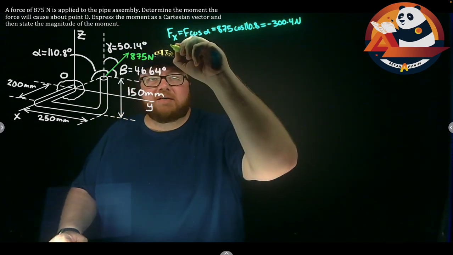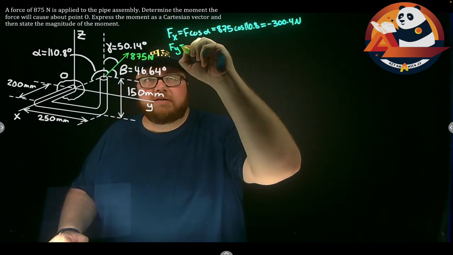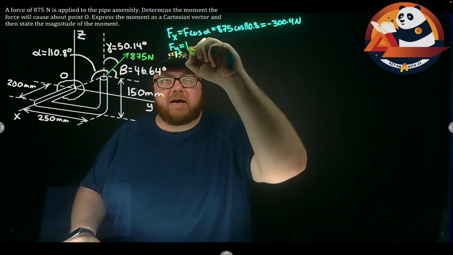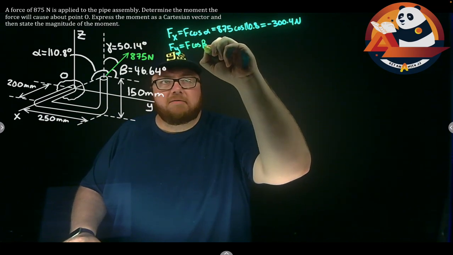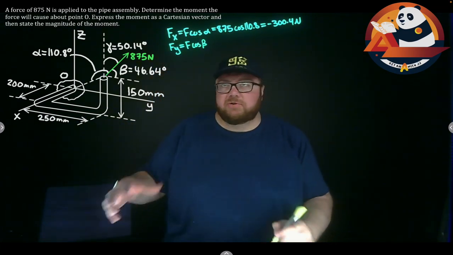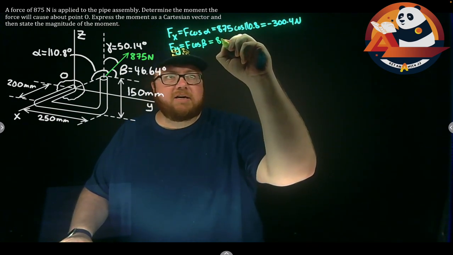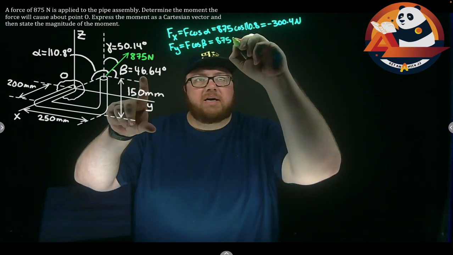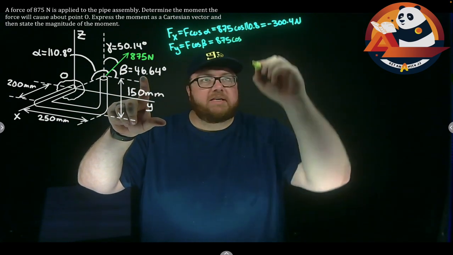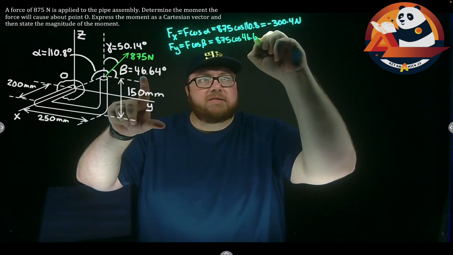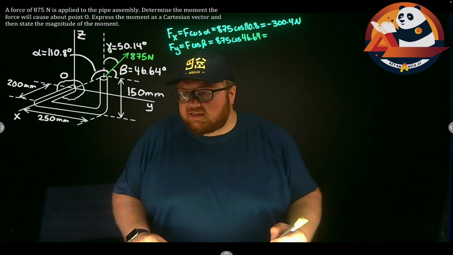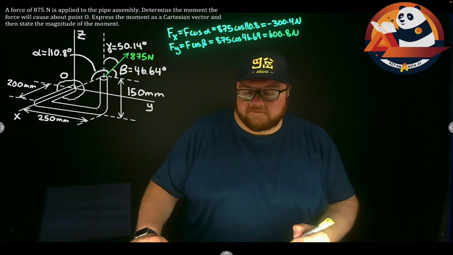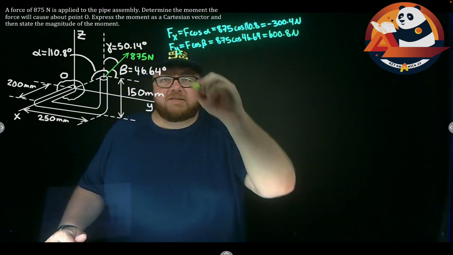From there, we can come in and get our y and z components, following that same process. Our force in the y direction is my total force times the cosine of beta. By definition, this is going to be true for us. 875 is still my total force, times the cosine of beta, cosine of 46.64. This is going to get us 600.8 newtons.